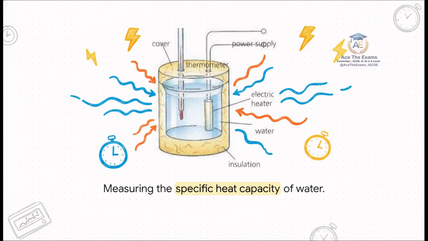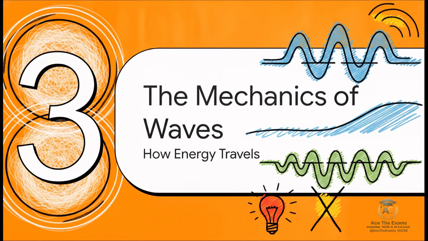Then, we measure the temperature rise with a thermometer and easily rearrange our E equals mc delta theta formula to calculate the specific heat capacity. It is a beautiful, logical progression if you just follow the math. Let's shift our focus to Section 3, the mechanics of waves.